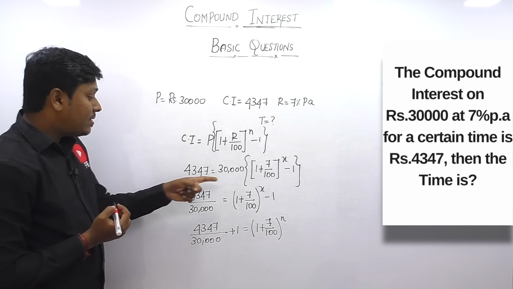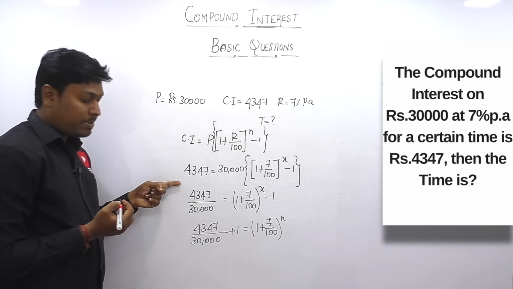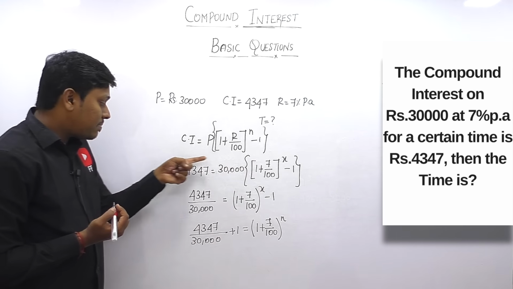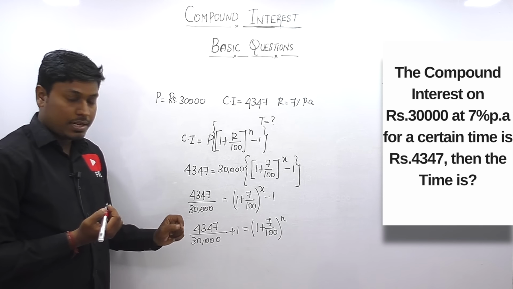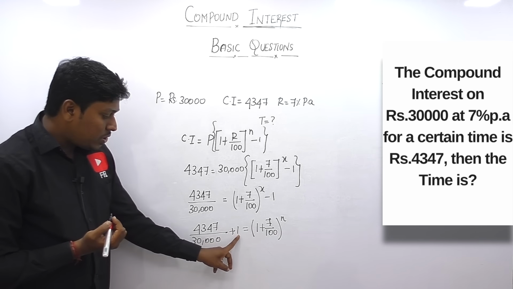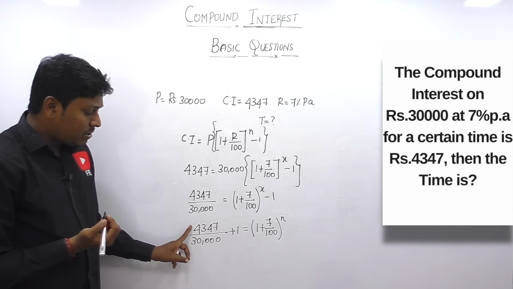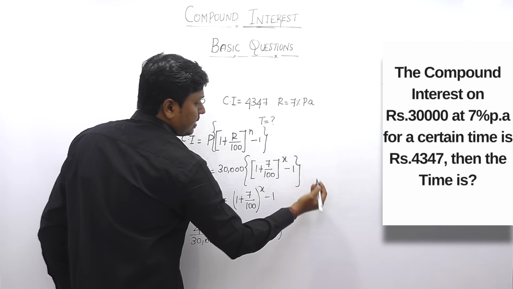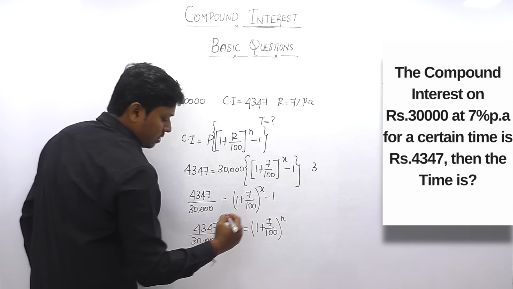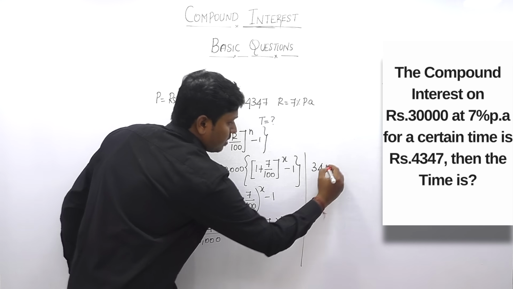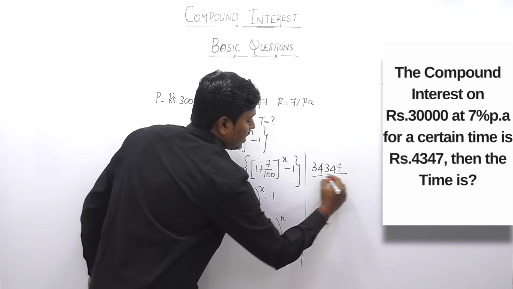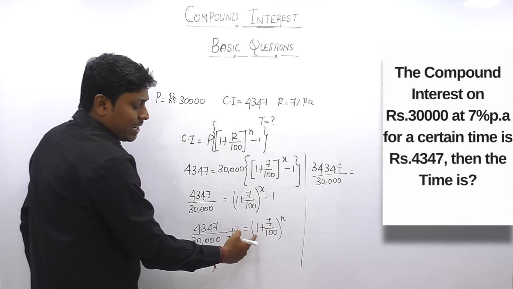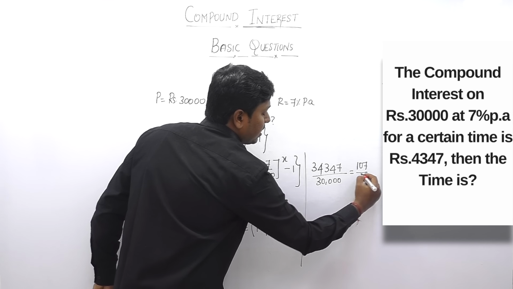So friends, got it. First step, I brought this 30,000 towards left hand side. It goes to the denominator. Step number 2, in the right hand side we got minus 1. So bring this minus 1 towards left hand side, it becomes plus 1. Now this can be written as 30,000 into 1 will be 30,000. So 30,000 plus 4,347 will be 34,347. So this can be written as 34,347 divided by 30,000 is equal to, 1 plus 7 by 100 can be 107 divided by 100, the whole power n.